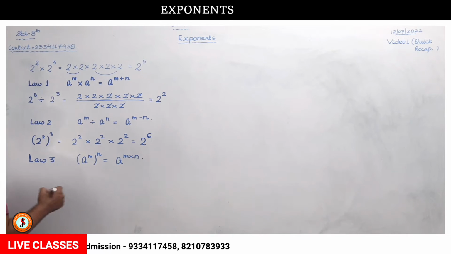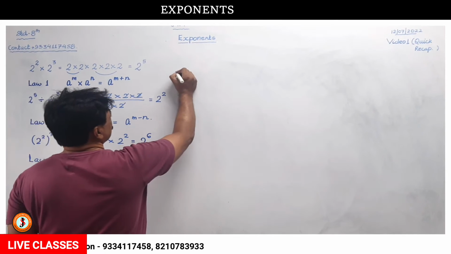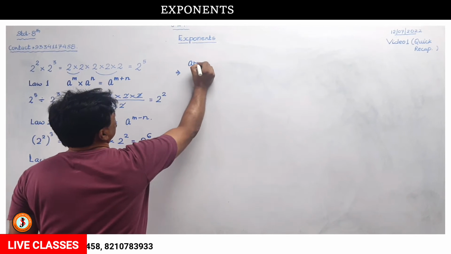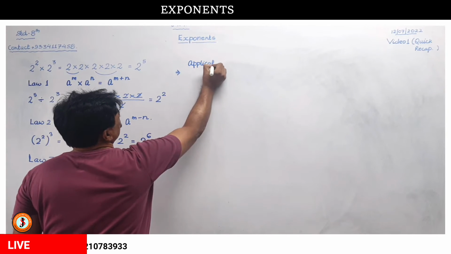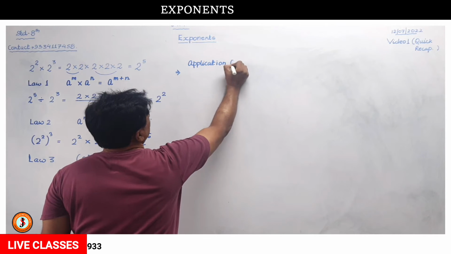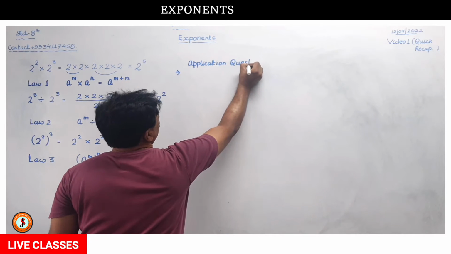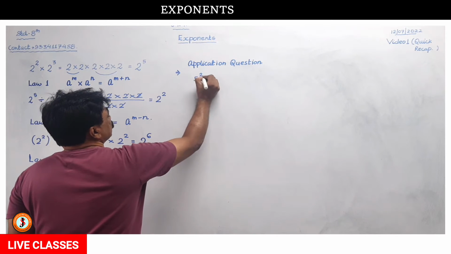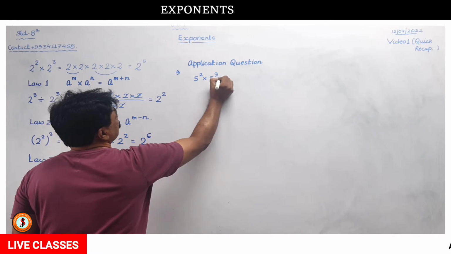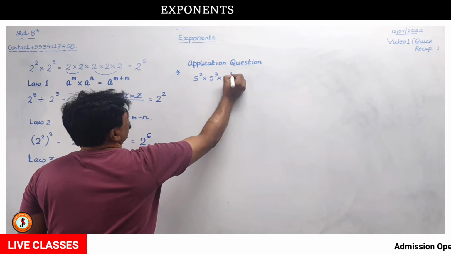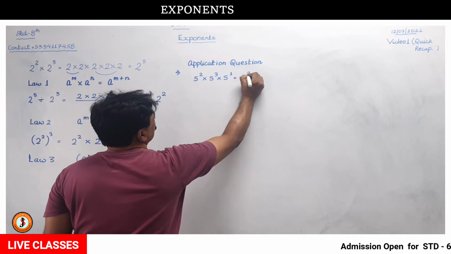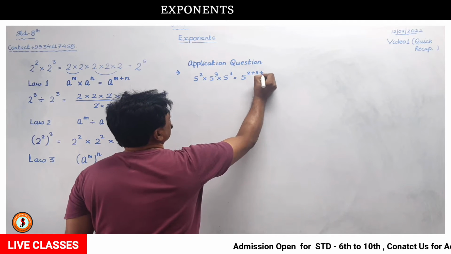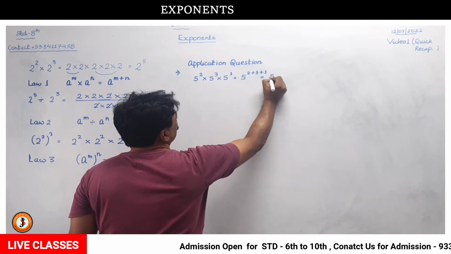Alright. So once again, let us have a look at an application question of law 1. Suppose I say 5 raised to the power 2 into 5 raised to the power 3 into 5 raised to the power 1. That means this will become 5 raised to the power 2 plus 3 plus 1. That means 5 raised to the power 6.